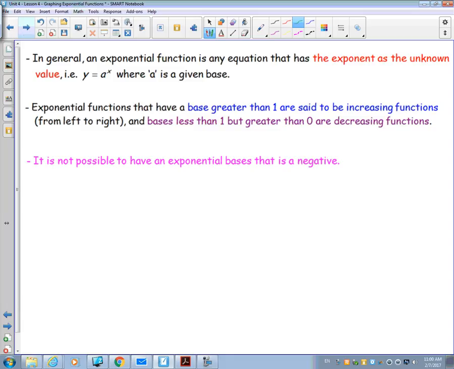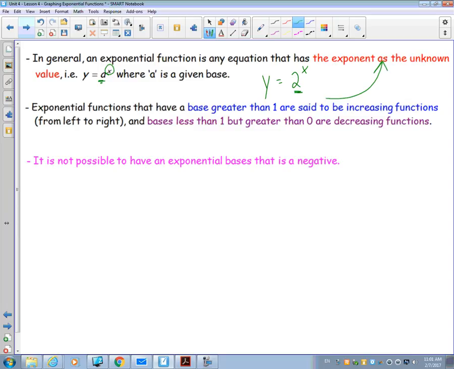Well, an exponential function, any equation, has the exponent as your unknown value. Right? You're always going to have some sort of base. In the last one, our base was actually 2, so 2 to the power of x. There's more going on than that, but the base was actually 2. Anytime you have a base that's greater than 1, we call that an increasing function. It's going to go up to the right, okay, like the one we just did with the fleas.